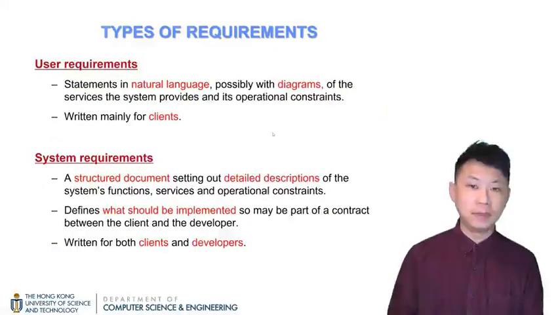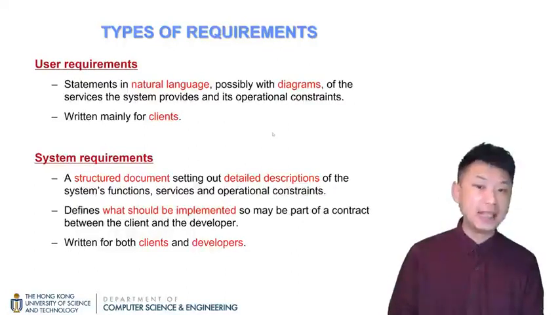And there are different types of requirements. Some of them are written mainly for clients, for example, user requirements. And they are specified in natural language, possibly with diagrams of the services the system provides and its operational constraints.